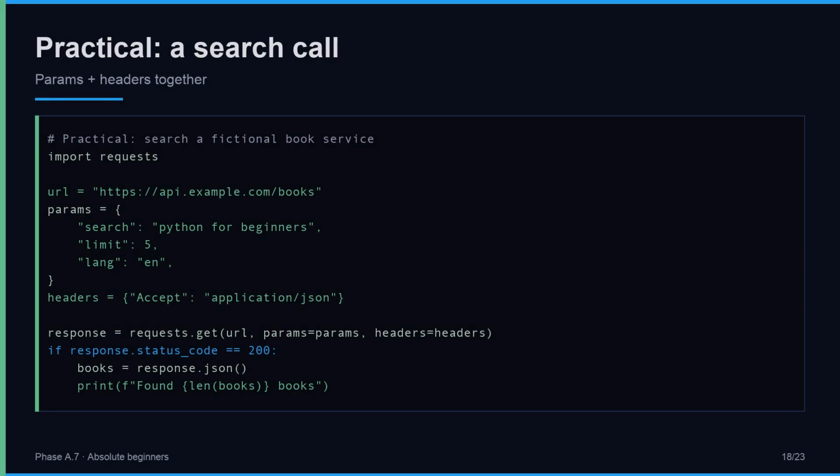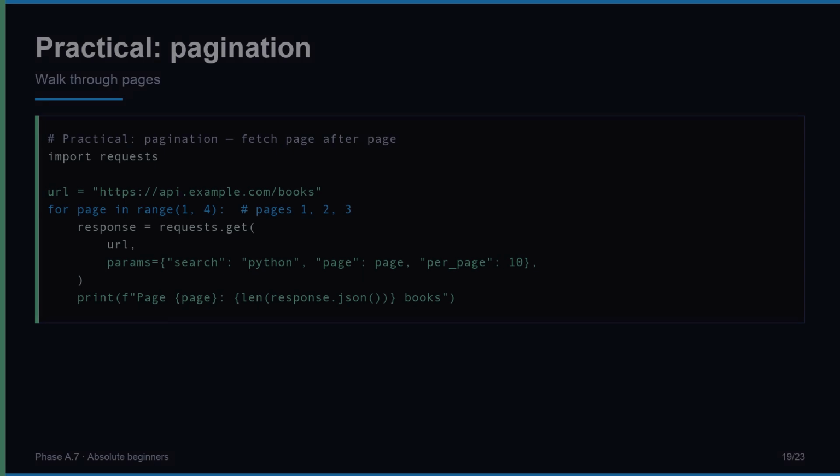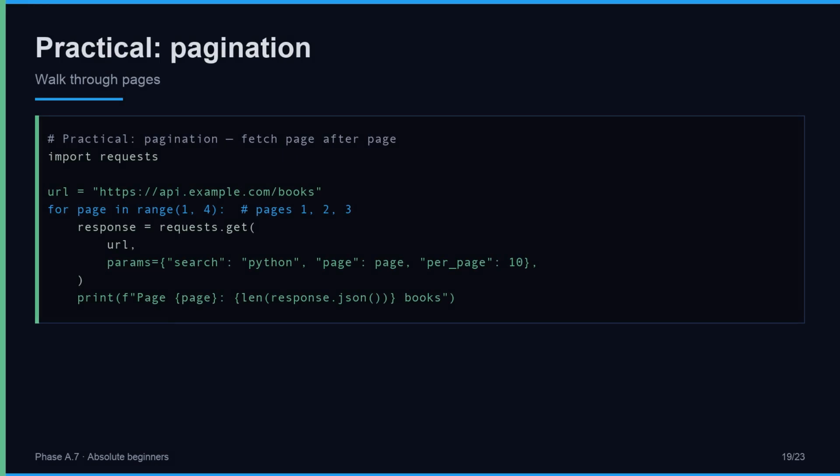Let us put it together with a realistic example. You call a book service. Params carries a search term, Python for beginners, with that space, a limit of 5 results, and a language filter. Headers asks for JSON. If the status is 200, you parse the body and print how many books came back. Notice how clean this reads. One call, one dictionary of parameters, one dictionary of headers. That is the shape of every real API call. A realistic call.